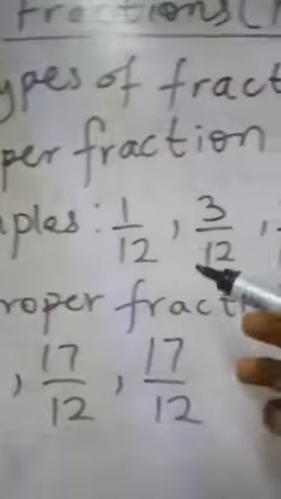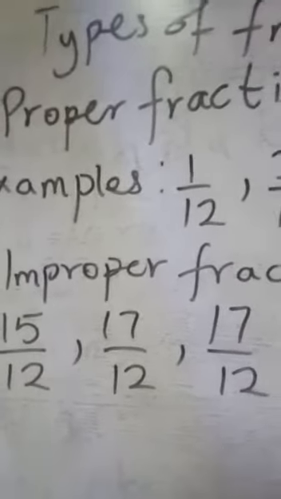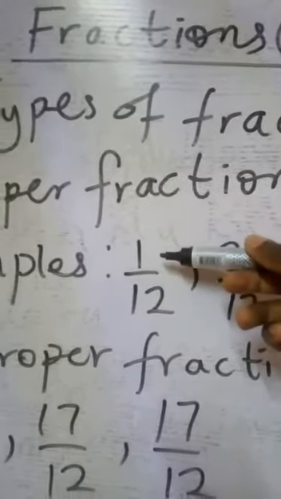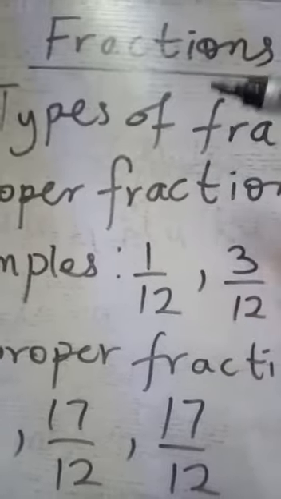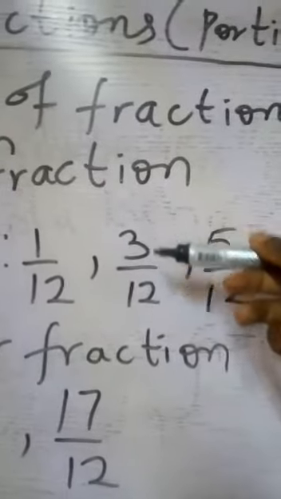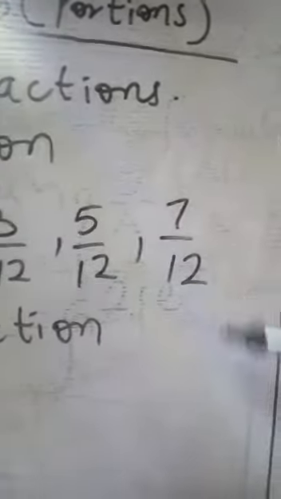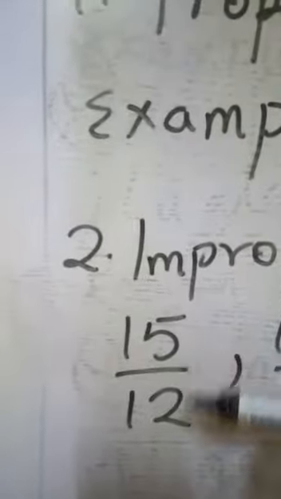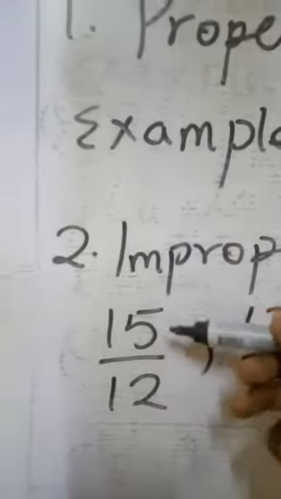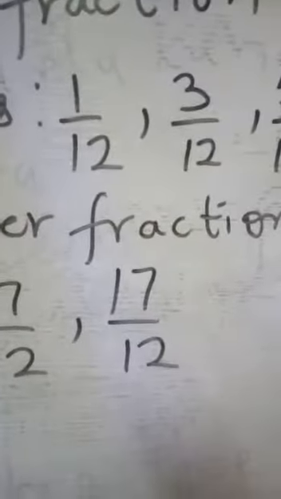Imagine, I'm just using 12 because I gave you examples of 12 biscuits. So the number at the bottom could be anything. Talking about proper fraction, the number above must be smaller than the number below. That is, the numerator must be smaller than the denominator. Like this, 3 is smaller than 12. 5 is less than 12. 7 is less than 12. And 15 is greater than 12 here. That means it is improper. You can't give 15 out of the 12 portions. No, you can't give it out. So it's improper fraction. But it's going to lead us to another thing.